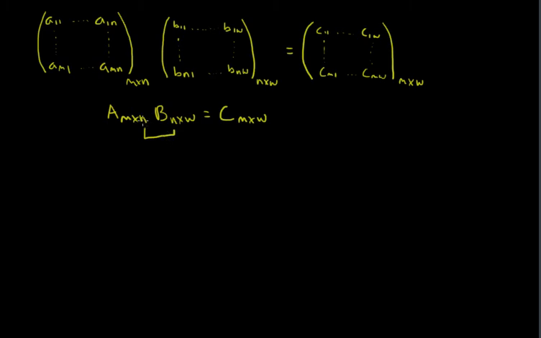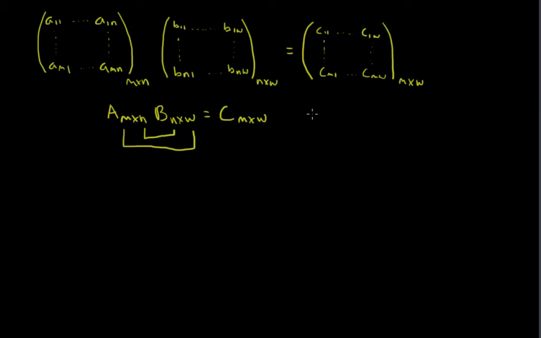If they're not the same, then it's not a valid matrix operation. Assuming that the inner dimensions match, then the dimension of the resultant product of A and B is going to be the outer dimensions. So it's going to give you an m by w matrix. C is m by w.